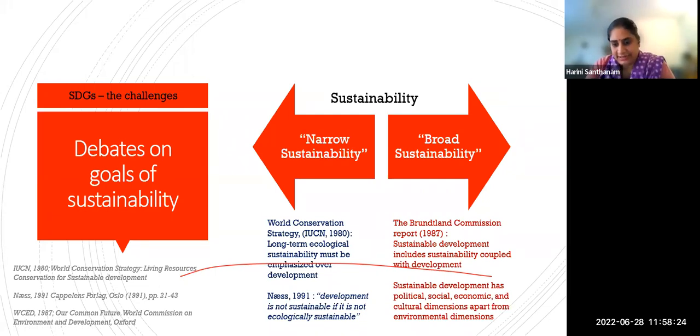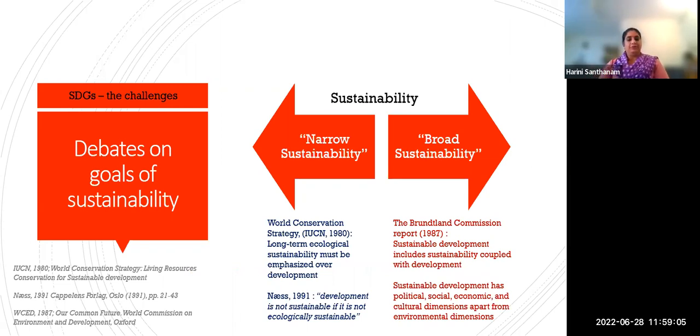But broad sustainability is the concept which says that sustainability is intrinsically coupled with development itself. So there is nothing called separate economic development and nothing human development separately. So these two views began first at the IUCN's definition in World Conservation Strategy. It said in 1980 that the long-term ecological sustainability must be emphasized over development. So what this means is that if the resource base is lost completely, there is no meaning. We cannot pursue human development at any point in time.